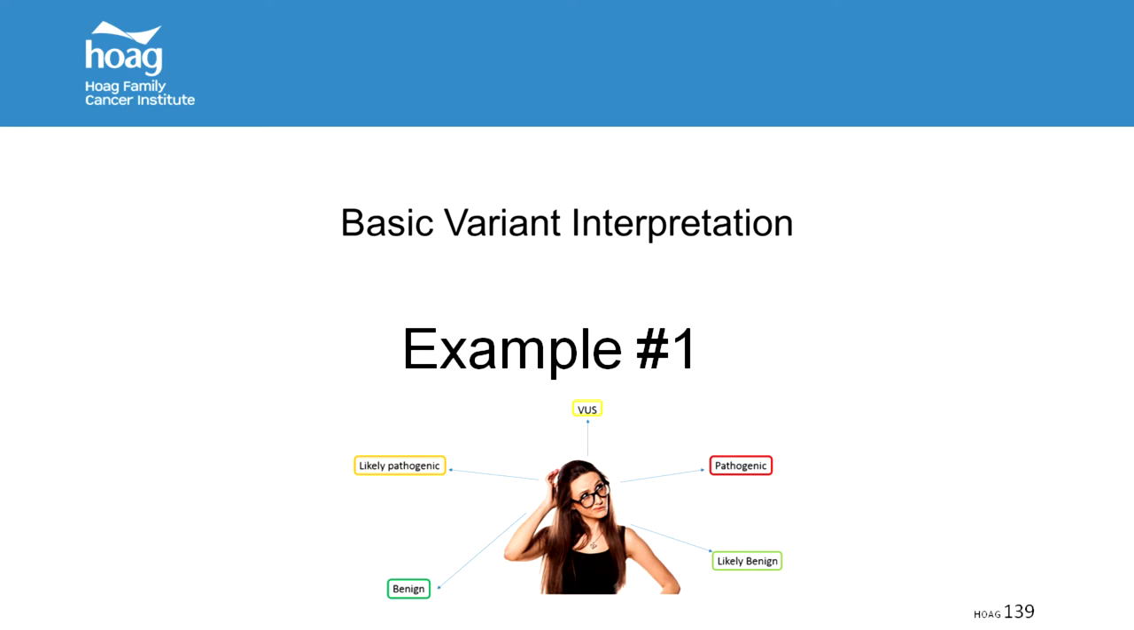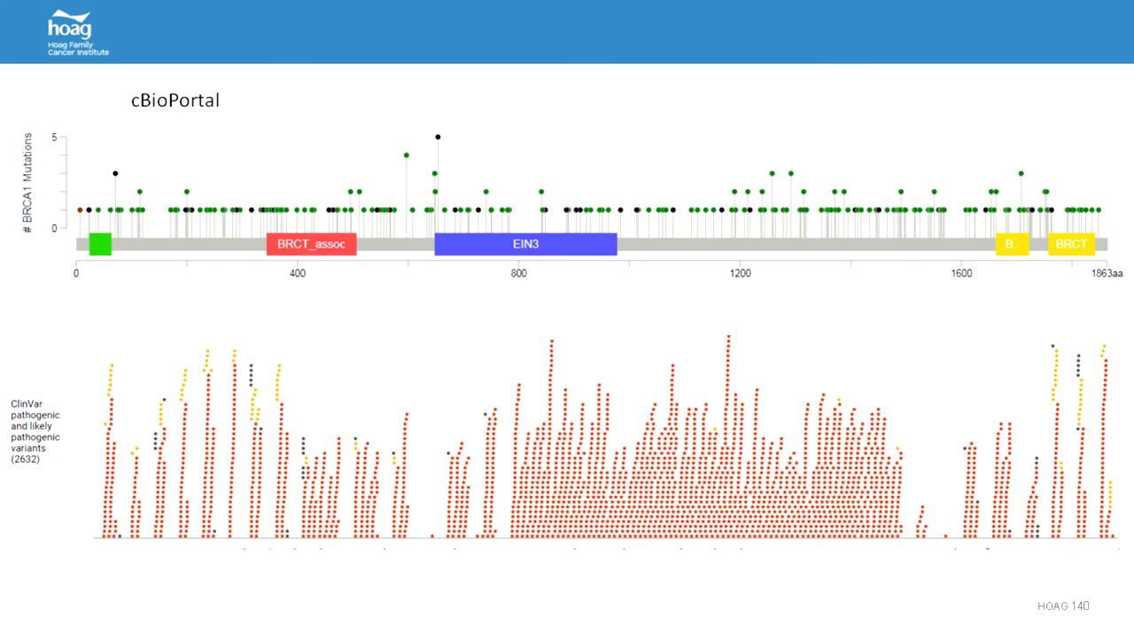Example number one, I emphasize that this is basic. This is not a full variant classification. Sometimes a full variant classification might take 5 to 7 hours. So this is just a few slides showing basic variant classification and interpretation. For both examples, I use the BRCA1 gene. The one on the top is BRCA1 somatic mutations, which I took from cBioPortal, a database that shows somatic mutations reported in BRCA1. The one on the bottom is from gnomAD, but shows the ClinVar pathogenic and likely pathogenic variants only in BRCA1.